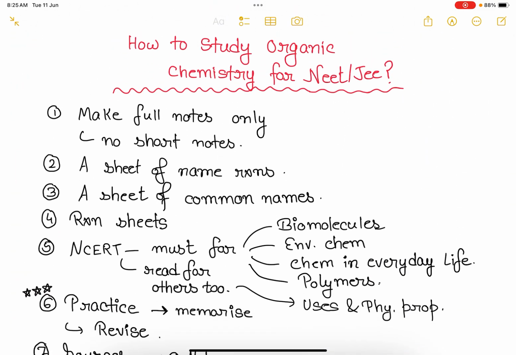Moving to the next point, the third point: a sheet of common names. Now, as far as organic chemistry is concerned, you have a lot of common names.